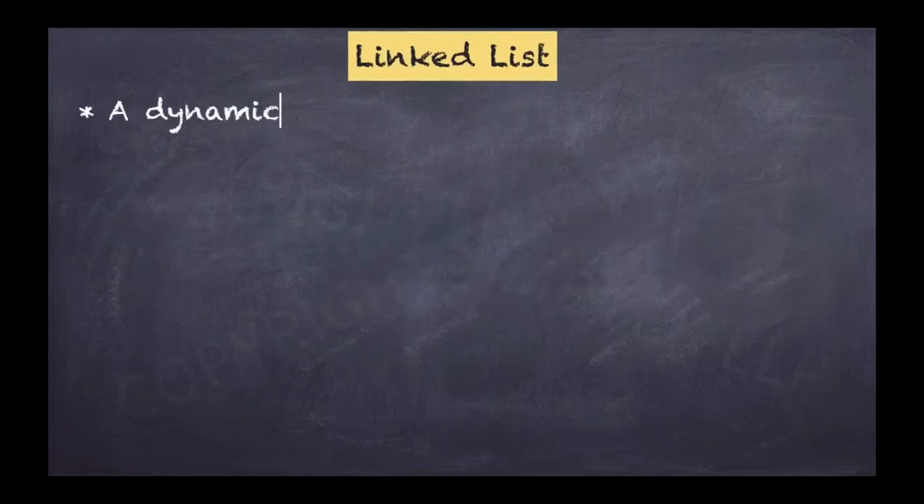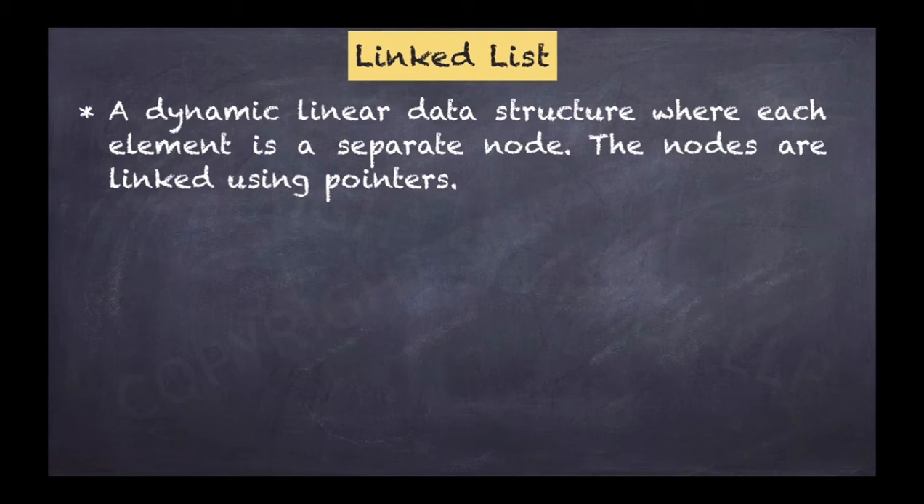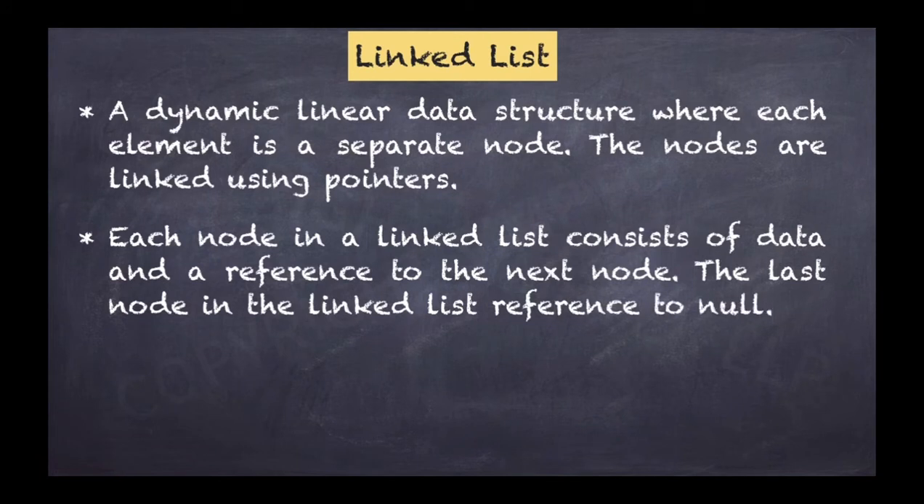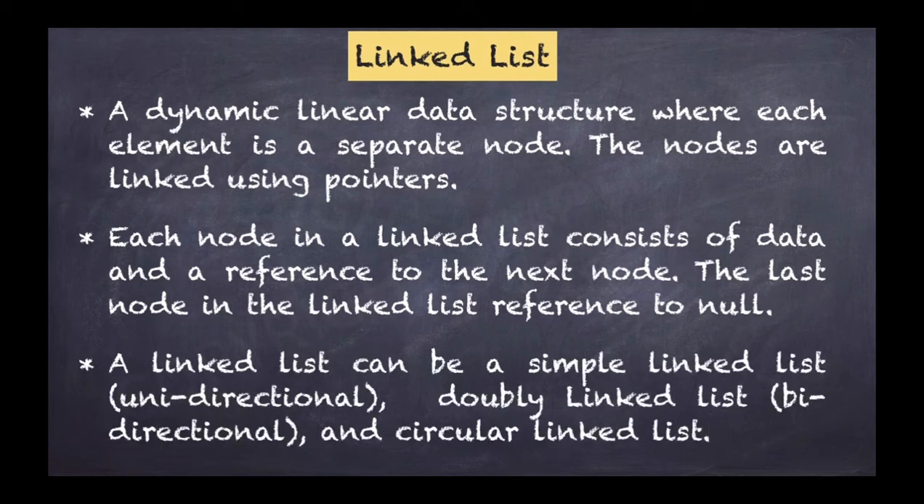A linked list is a dynamic linear data structure where each element is a separate node. The nodes are linked using pointers. Each node in a linked list consists of data and a reference to the next node. The last node in the linked list references null. A linked list can be a simple linked list, which is unidirectional, a doubly linked list, which is bidirectional, or a circular linked list.